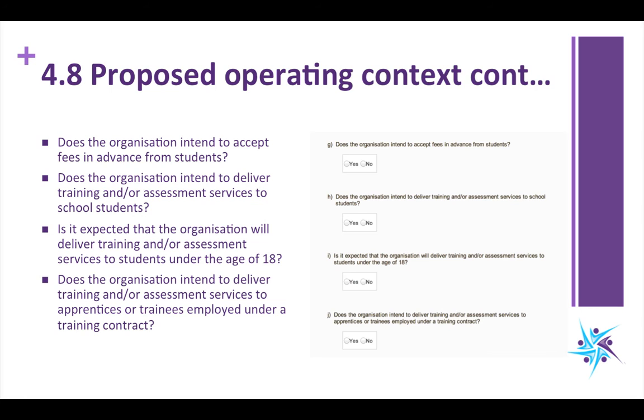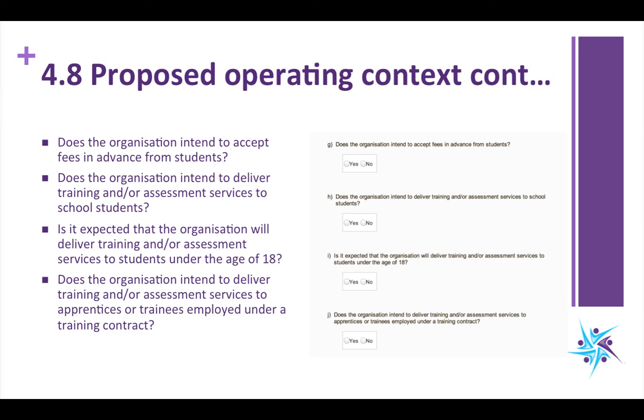Does the organisation intend to deliver training and assessment services to school students? This brings on a whole heap of other areas. If you decide you're going to deliver to school students, that's normally a program where you have an agreement in place with the school to deliver training to those school students. Majority of our clients wouldn't have that in place. I wouldn't recommend it for an initial registration. I'd put that on later on down the track, once you're already set up as an RTO.